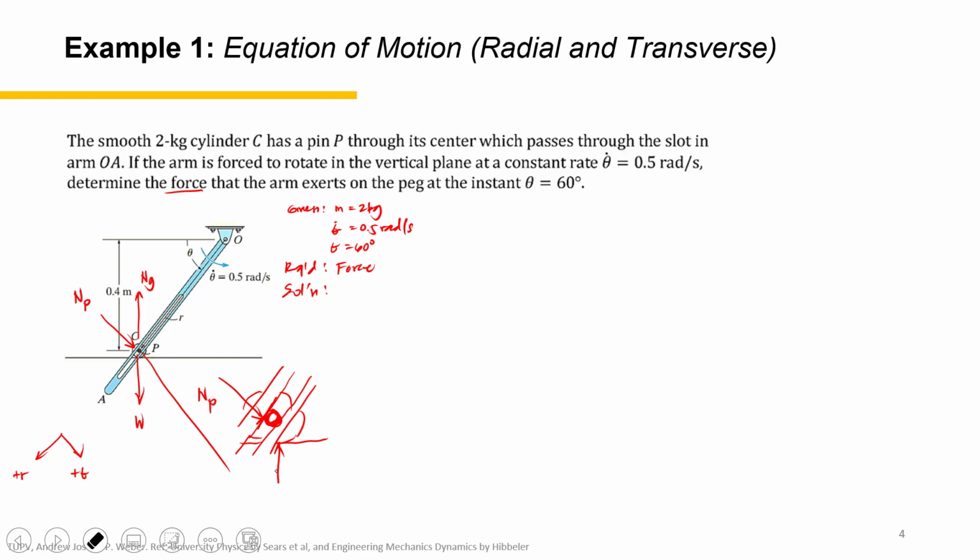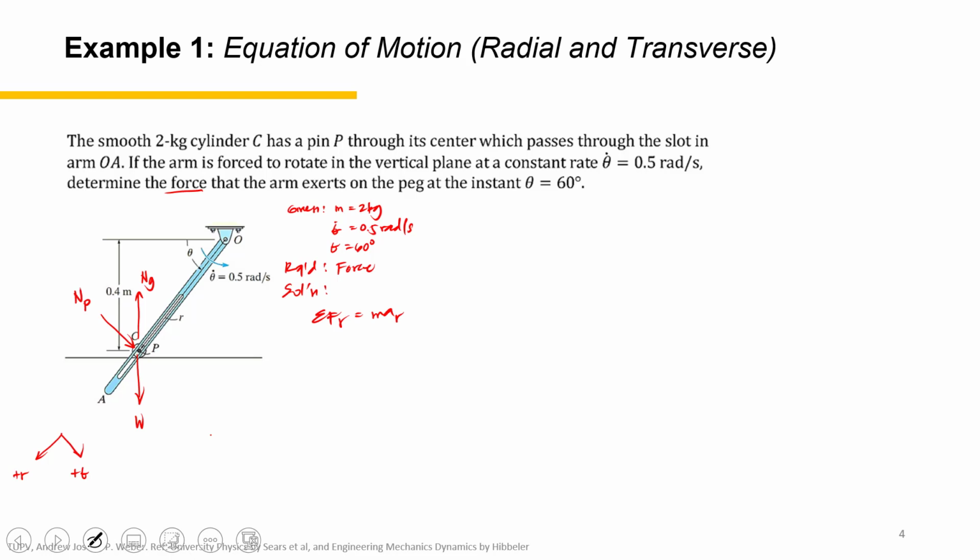So let me erase this one. Okay, are there any other forces that act on the cylinder C? We have the weight, the normal force by the ground, and the normal force by the arm OA. I guess there are no other forces, and we're now ready to formulate the equations of motion along the radial and transverse axes. First we have the sum of forces along r equals m a_r.